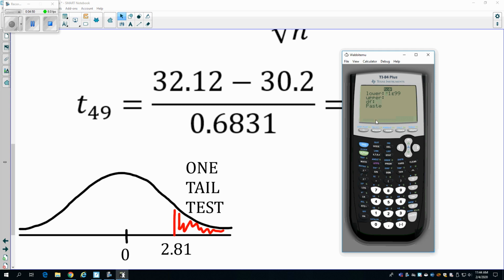Enter our lower and upper just like we have been. My lower is 2.81, my upper is 1E99. And then I'm going to enter my degrees of freedom. The reason we had to calculate this critical value is because you can see there's no place in there to put the mean of our distribution or the standard deviation of our distribution, because t distributions are different depending on the number of degrees of freedom. So it's important here that we've calculated a t value instead of just using our sample mean.